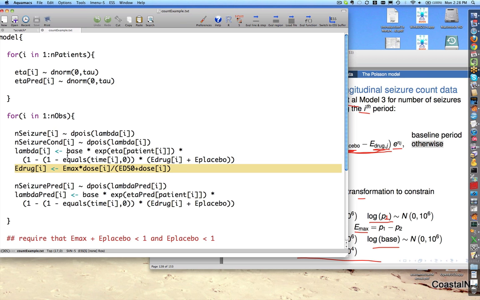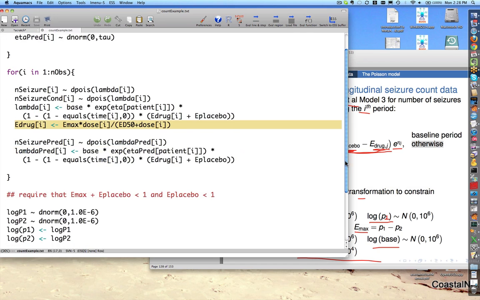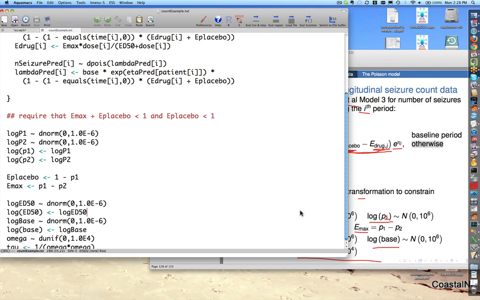So that's our core model then. We've got our likelihood, which includes our inter-individual random effects, and then we come down to our priors.